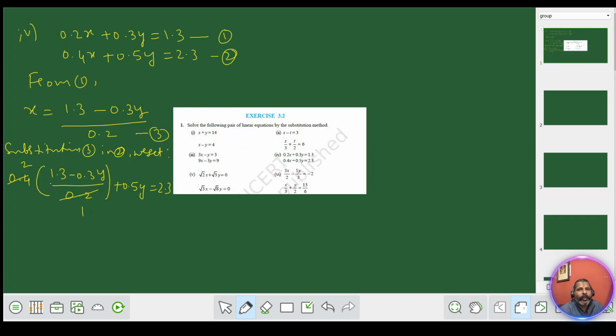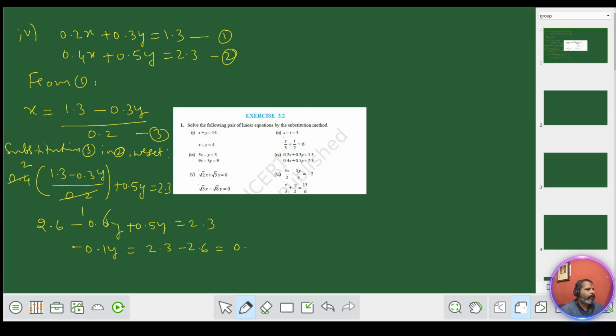2 into 1.3 means 2 into 13, like 2.6. 2 into 13 is 26, one decimal. 2 into 0.3 means 0.6y. Okay, 0.6y plus 0.5y equal to 2.3. Solve it. 0.6y and 0.5y, what is the value you get? Minus 0.1y equal to 2.3 minus 2.6.